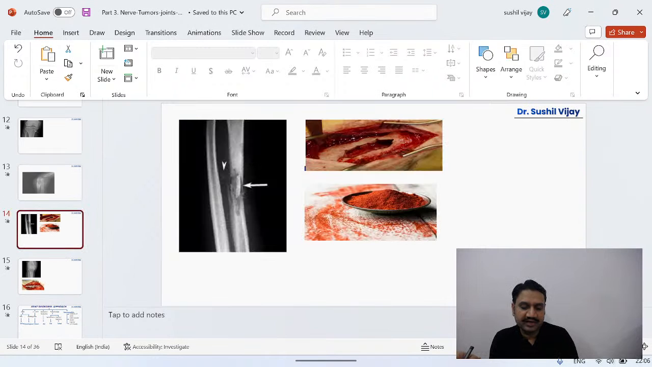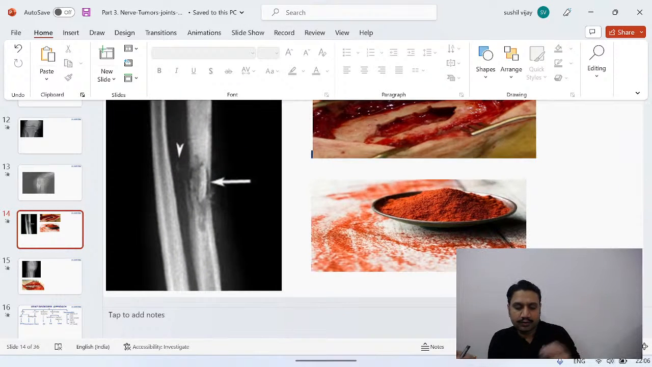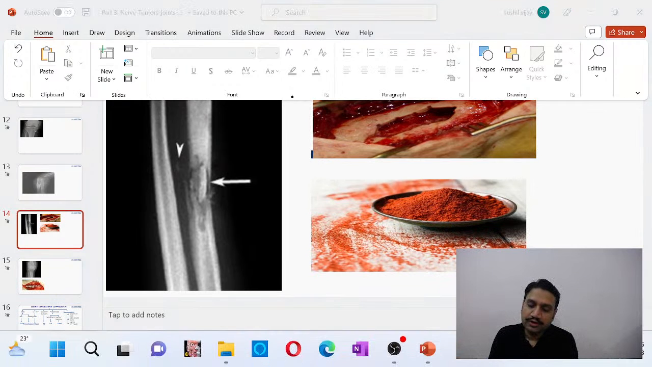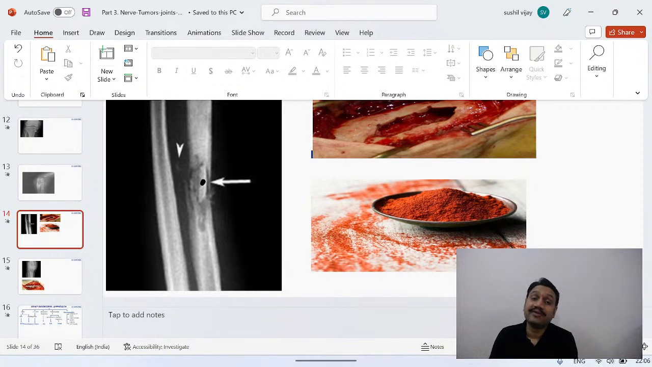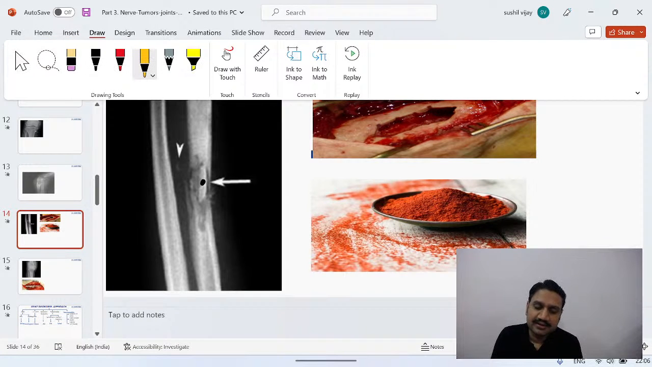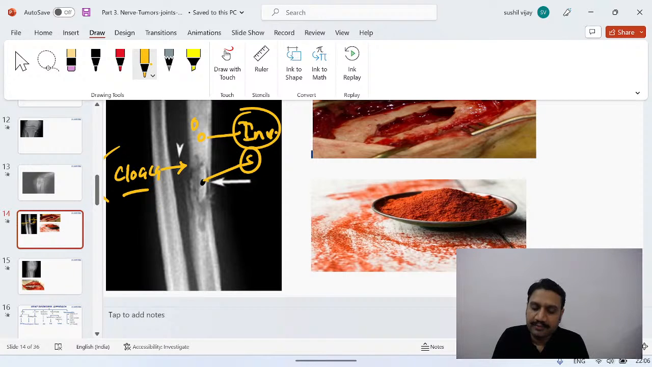I want to show you this very classical picture of chronic osteomyelitis. If it is given to you in the exam, the central part will be the sequestrum, which is dead bone. The whiteness all around it is what you call involucrum. And the area from where the bone perforates is known as cloaca. So: sequestrum, involucrum and cloaca.